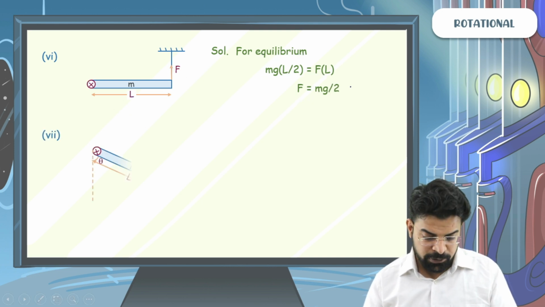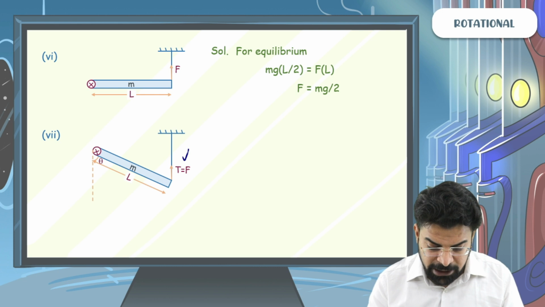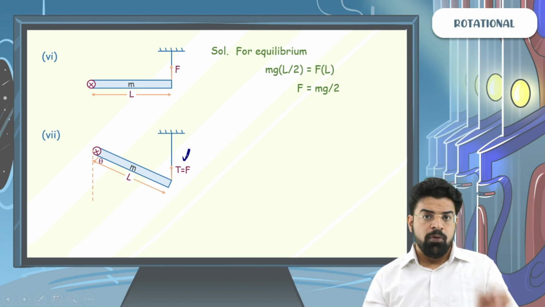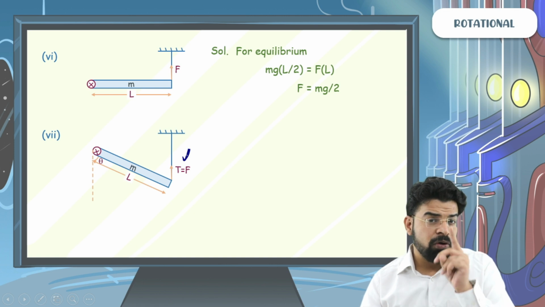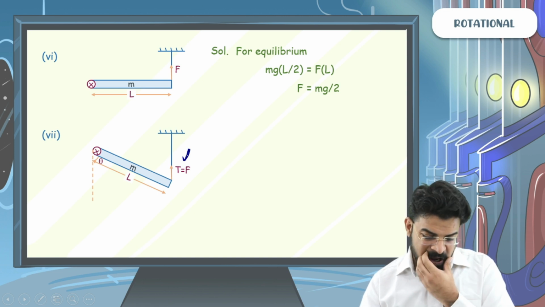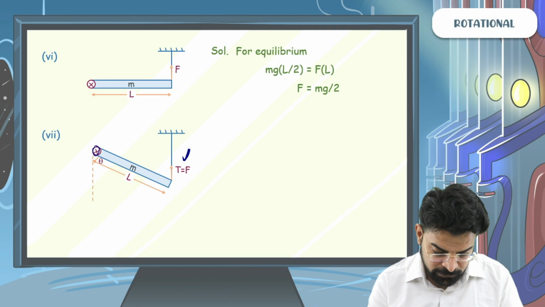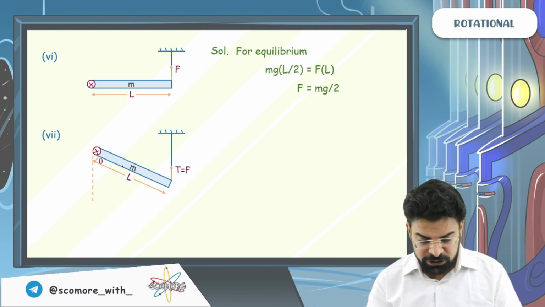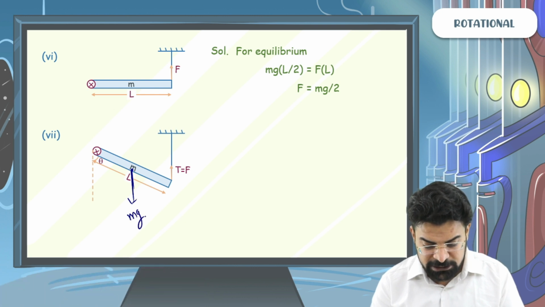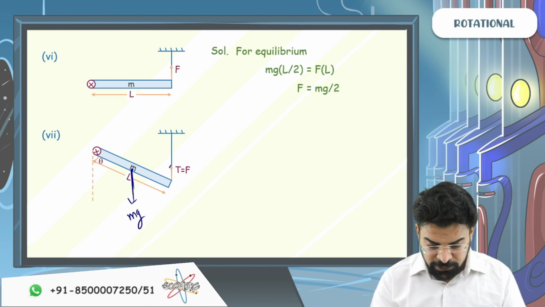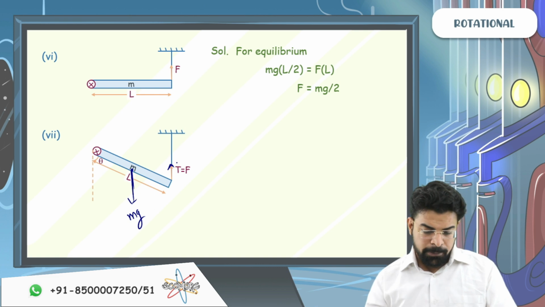The next example. Question is determine the value of F for the system to be in equilibrium. Now this time I want you to focus. Apart from the hinge, there are two more forces acting: the force of gravity, which can be assumed to be acting at the center of mass, mg, and the force of tension that is acting here.